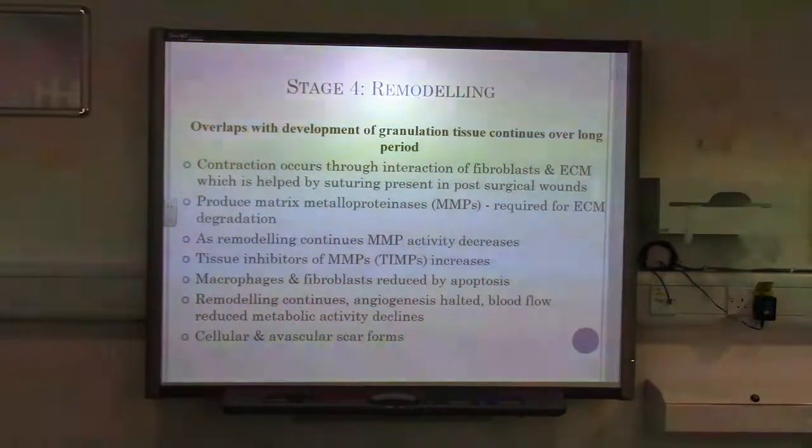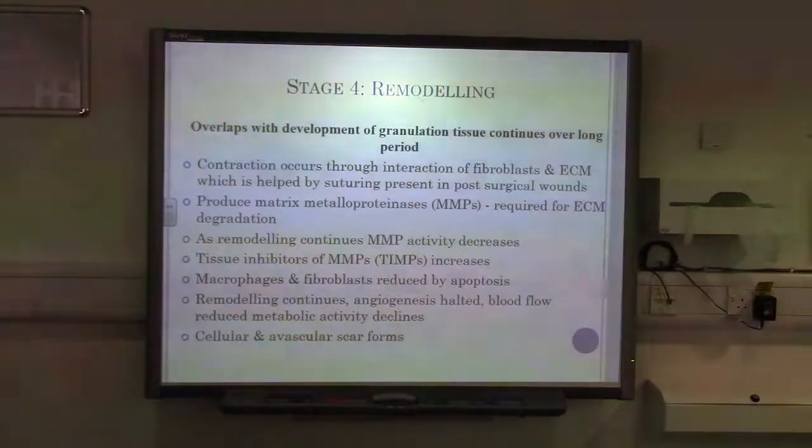As remodelling continues, MMP activity decreases, and this is what can come into play with our chronic wounds, with the imbalance between the MMPs and tissue inhibitors of MMPs increasing. So we need our TIMPs in order to inhibit the activity of the MMPs, to stop that extracellular matrix from degrading. The macrophages and fibroblasts are reduced by cell death, our controlled cell death or apoptosis.